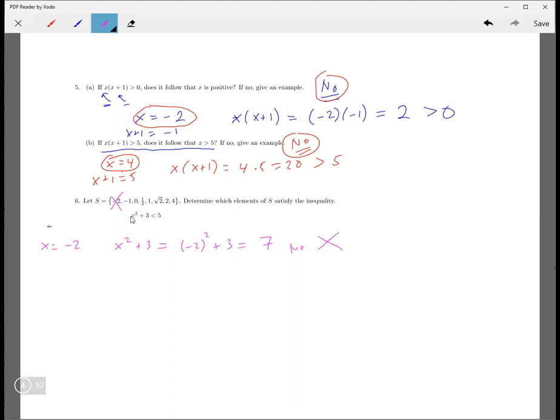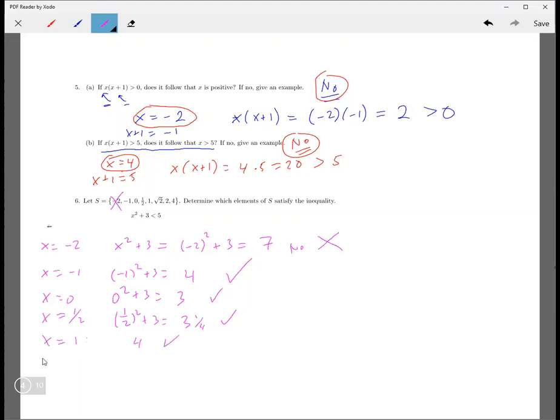If you plug a -1 in, you get 4, which is less than 5. So that's going to work. And if you plug a 0 in, then you're going to get 3, and that is less than 5, so that works. If you plug in 1/2, you get 3 and a 4th. That works, so that's less than 5. If you plug in a 1, then you get 4, just like this one, so that works.